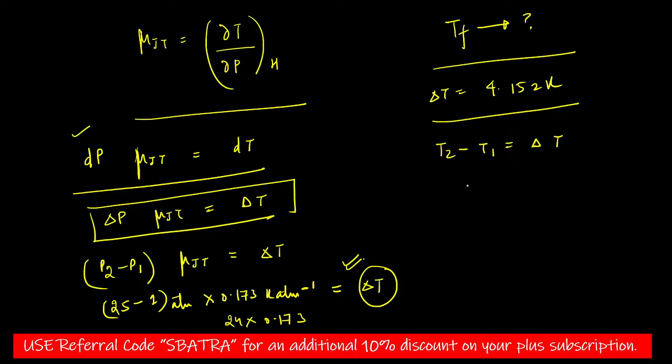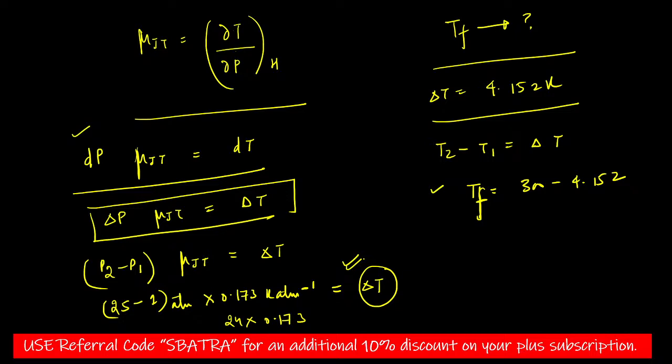So what we can say, actually, your initial temperature is how much? You have initial temperature 300, so 300 minus 4.152 is going to be your final temperature. Is it clear to all of you? Any doubts over here?